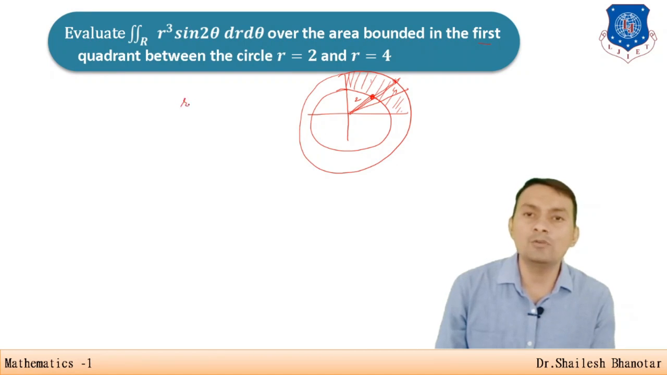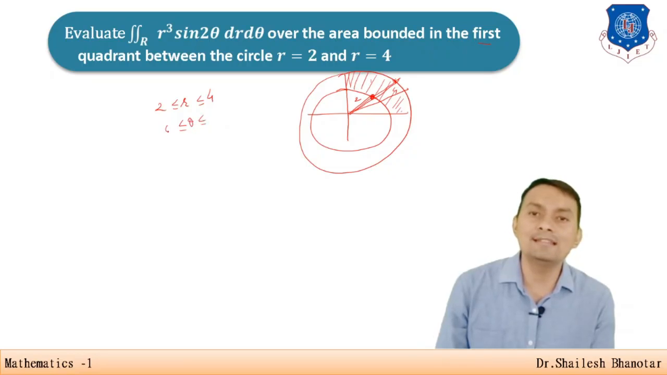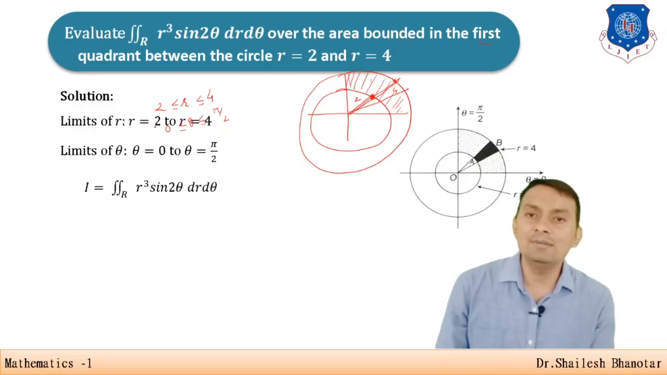So our limit for r will be what? This is 2 to 4. But when I want only the first quadrant, what I have to rotate theta from is 0 to pi by 2, because of the first quadrant. Whenever you put all these limits in our given double integration, what are you going to get?